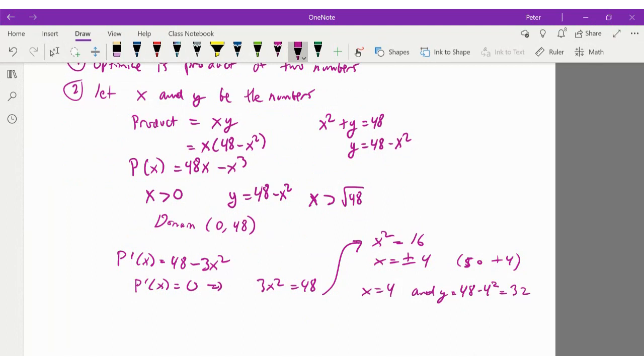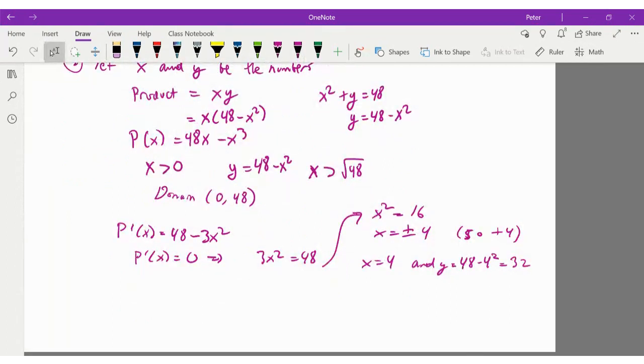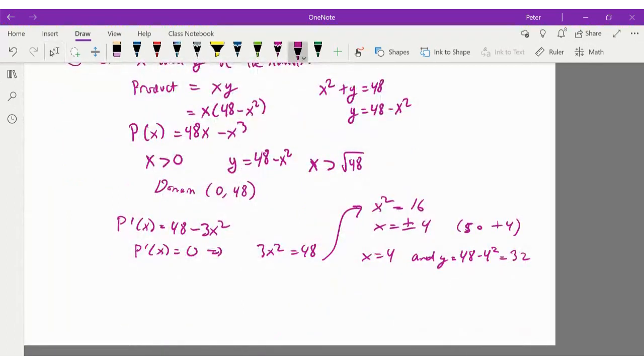And we can verify that this is in fact the maximum, because if I take P double prime of x, that gives me negative 6x. And if I plug in P double prime of 4, since that was the critical number I found, I can easily see that that's negative 6 times 4 equals negative 24. That's less than 0. So we have a concave down function sitting on top of the maximum, and we see that this is in fact a max and not a min. So that's going to be the answer.